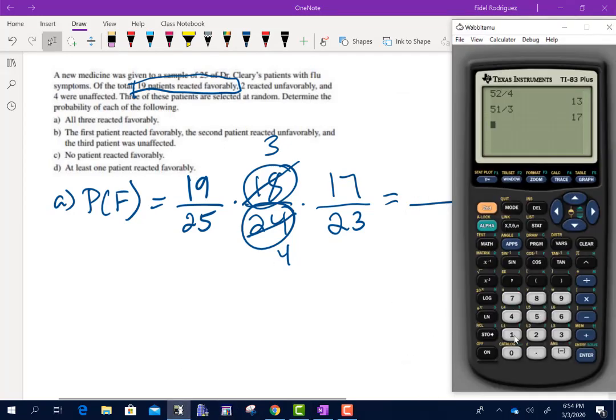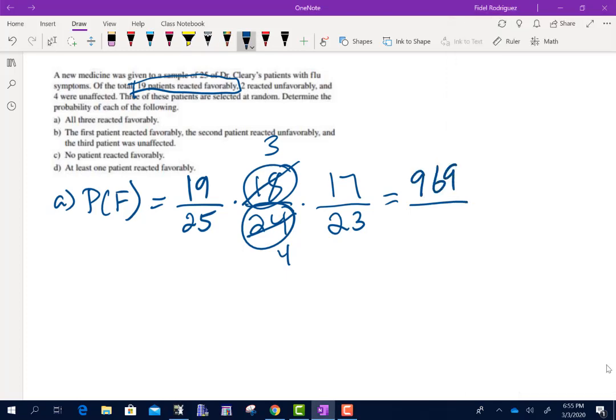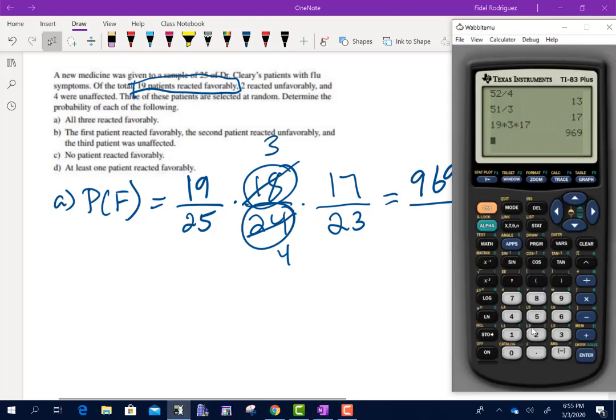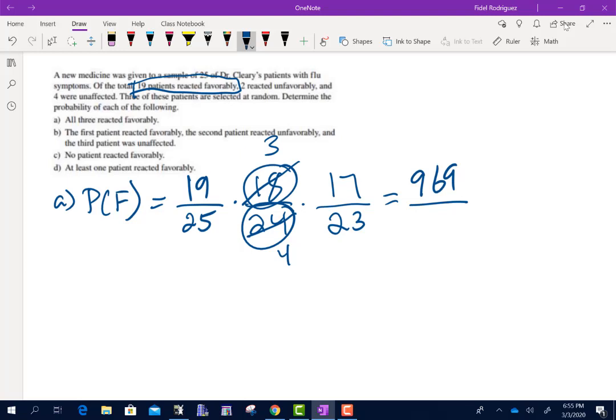Okay, so let's go 19 times 3 times 17 is 969. And then the bottom is going to be 25 times 4 times, not 3, but 23, I'm sorry. 25 times 4 times 23 should be 2300, right? There we go. 2300.